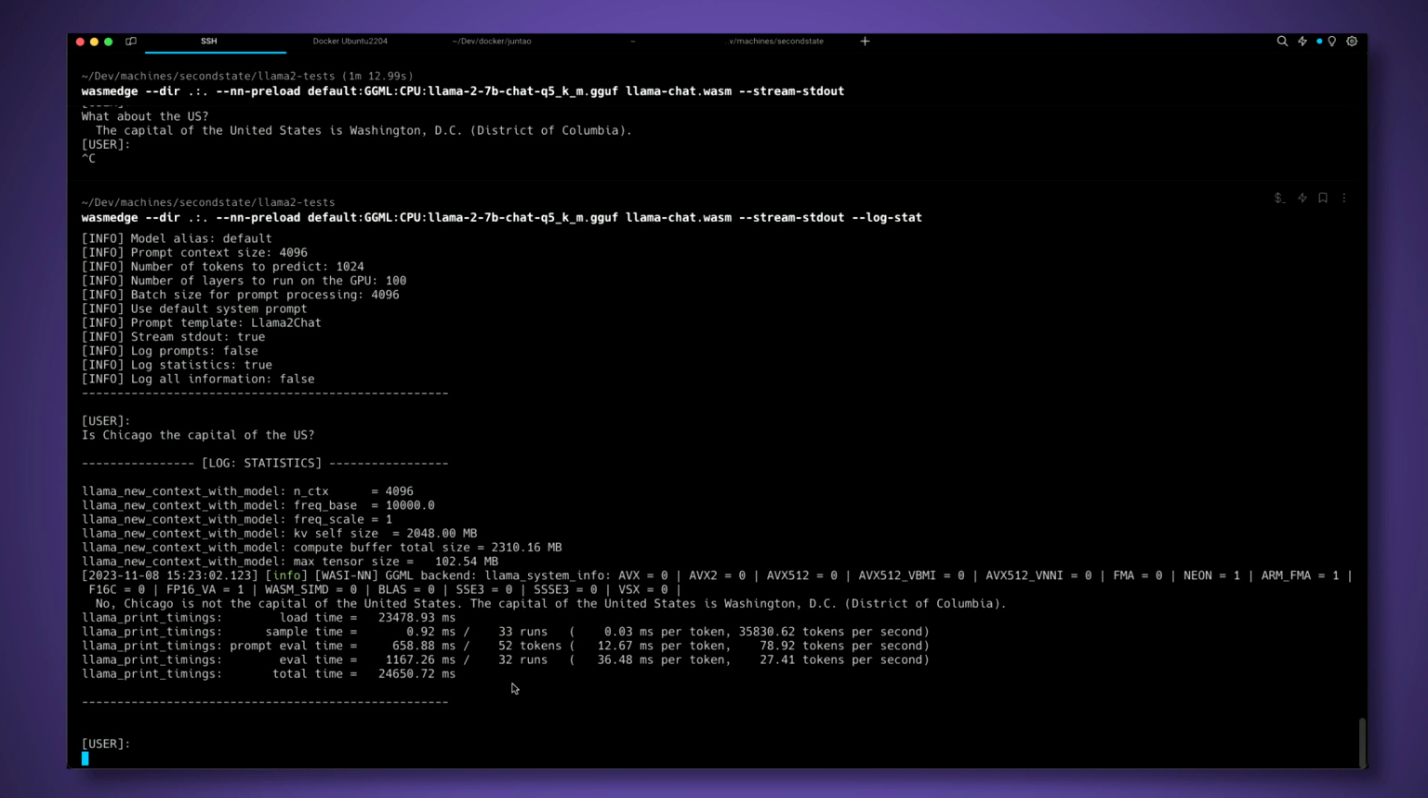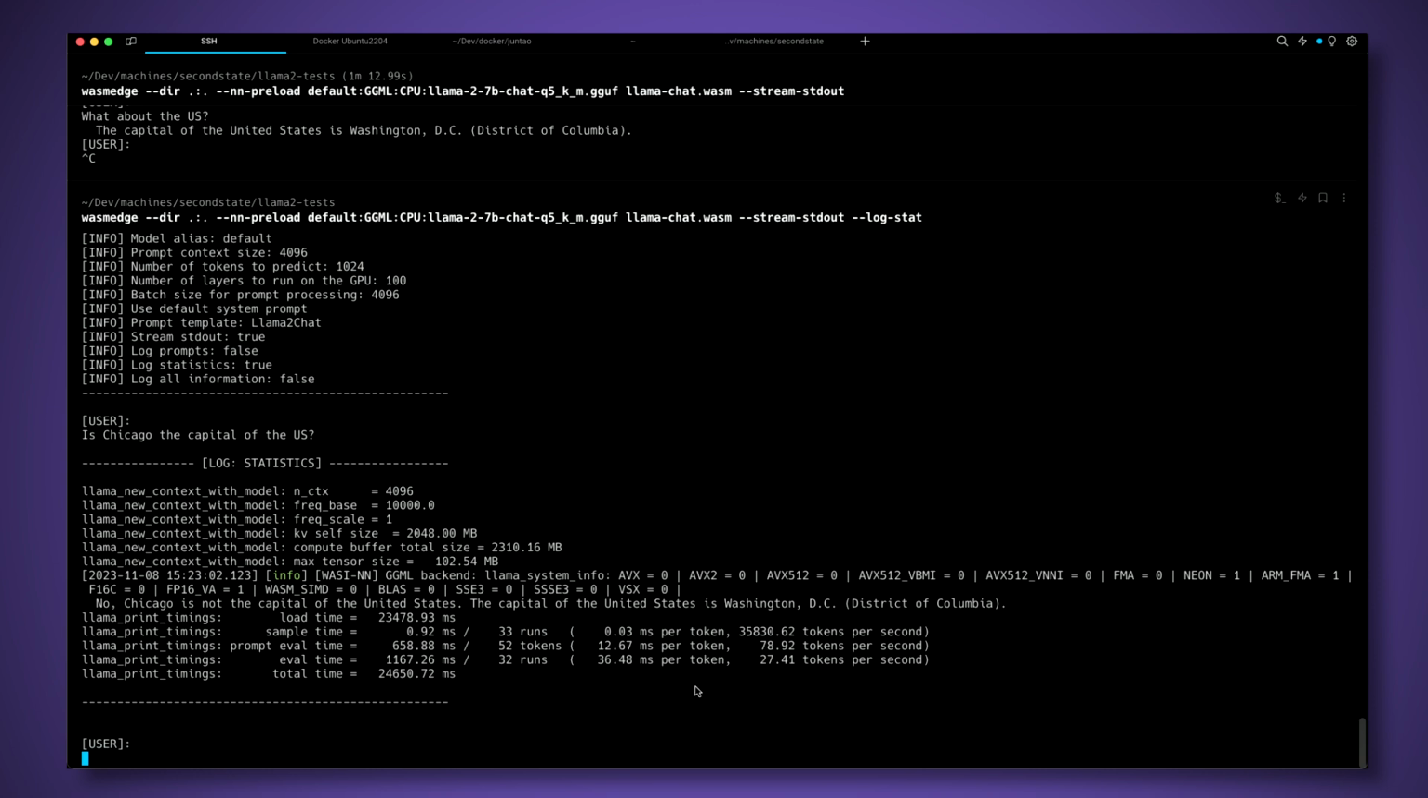It goes really fast. It goes 27 tokens per second on a very old MacBook that I have. It detects that I have a GPU. And it says, Chicago is not the capital of the United States. The capital of the United States is Washington, D.C.